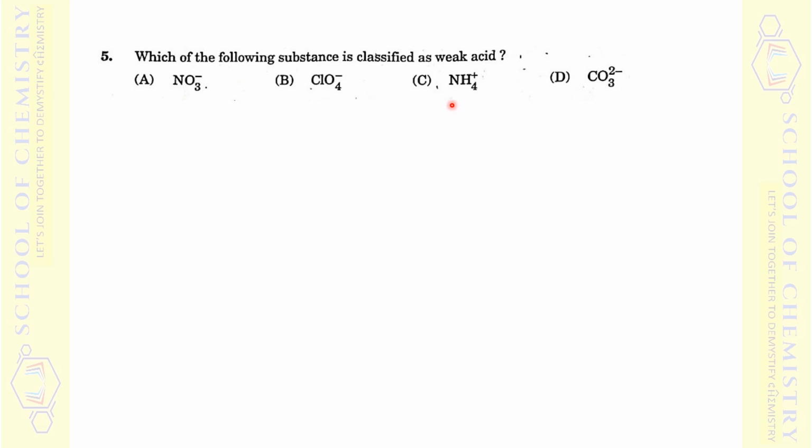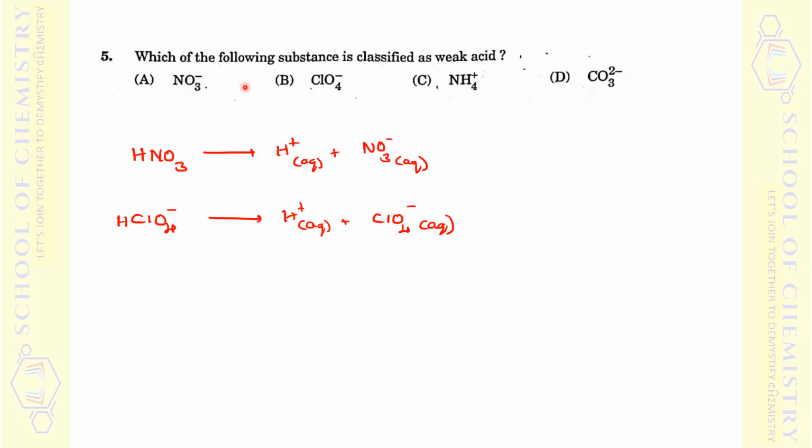But let's discuss this question in a bit more detail. If you consider these 2 species, NO3 minus as well as ClO4 minus, they are actually produced from the corresponding acids.